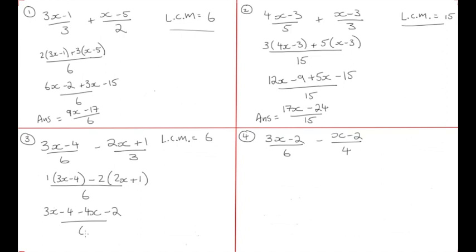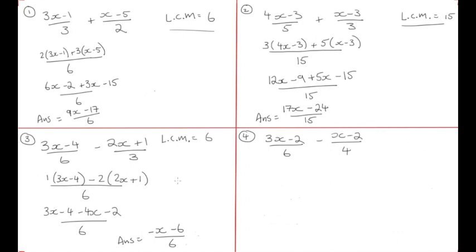And that's over 6. So our answer is 3x minus 4x. Well, that would be minus x. And then minus 4 minus 2 is minus 6. And that is over 6. So that's our answer. Okay, if you want to have a go, if you haven't had a go, or you got question 4 wrong, and now you can see how it'll be done differently, you can have a go now.